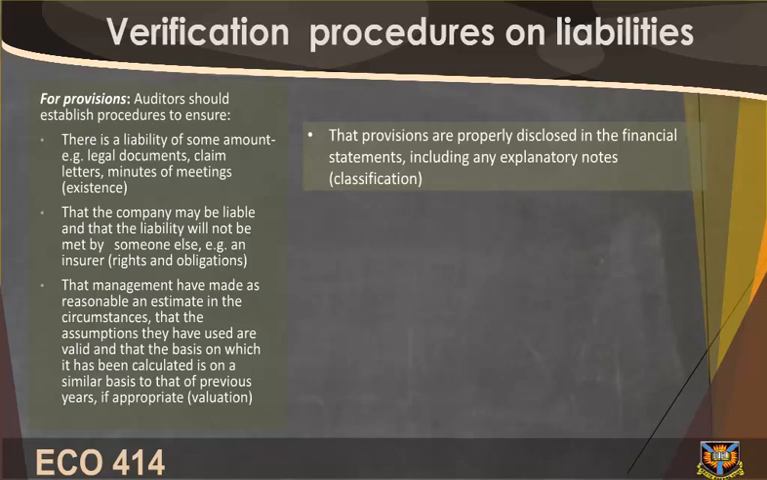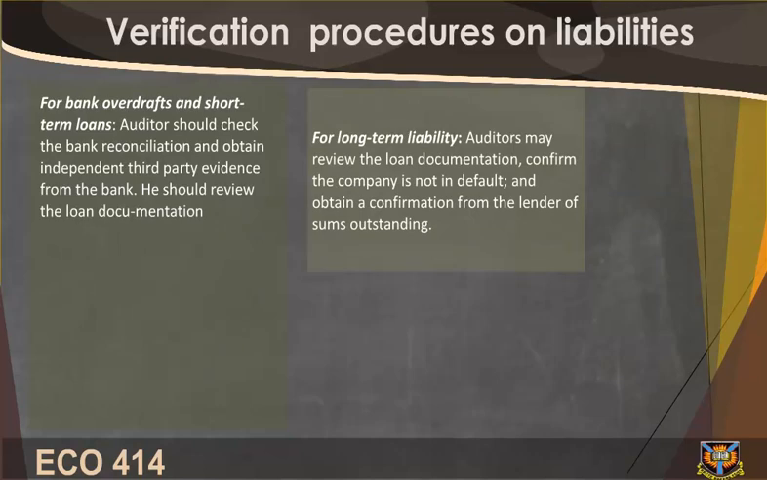For bank overdrafts and short-term loans, the auditor should check the bank reconciliation and obtain independent third-party evidence from the bank. He should review the loan documentation. For long-term liabilities, auditors may review the loan documentation, confirm the company is not in default, and obtain a confirmation from the lender of sums outstanding.